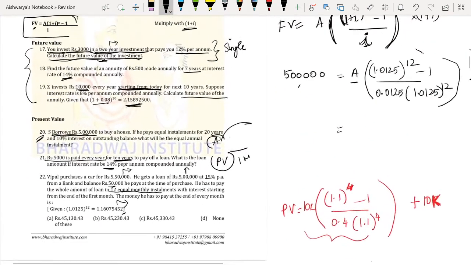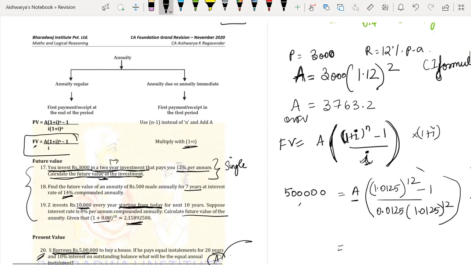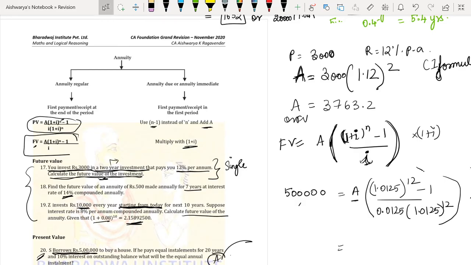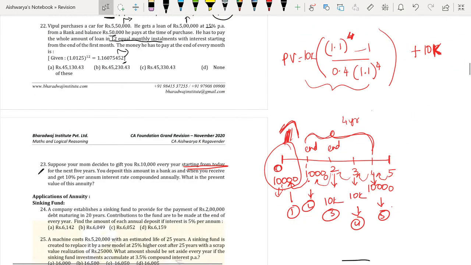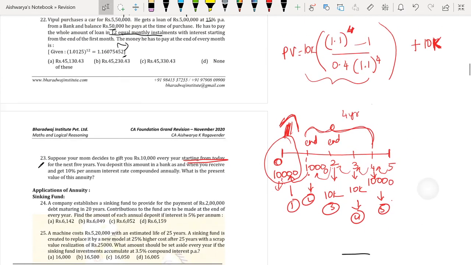So that is what I have given in the chart also here. So same formula you use. Instead of n, you use n minus 1. 1 year you reduce. If it is given as 5 years in the question, you make it as 4 when you solve and add A. Add A means add the first installment once again. So this is what I have given here. So when you keep these notes handy, it will be very helpful for you before the day of the examination.